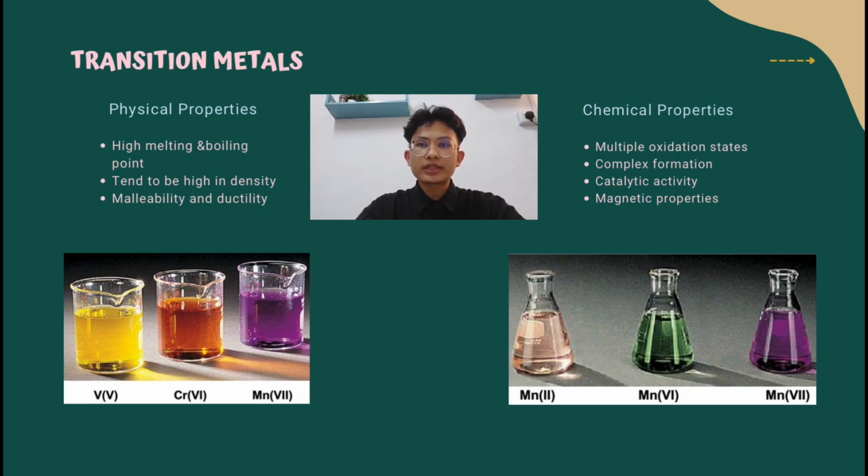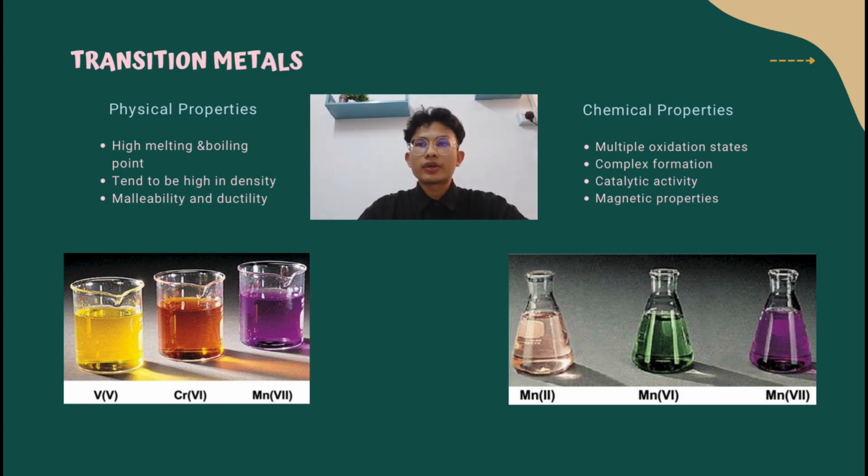Transition metals also exhibit vibrant colors due to their ability to absorb and emit specific wavelengths of the visible light region. The chemical properties of the transition metals. Transition metals display unique chemical properties due to their partially filled d orbitals. They have variable oxidation states. Transition metals can exist in multiple oxidation states, allowing them to form stable ions with different charges and participate in a wide range of chemical reactions.